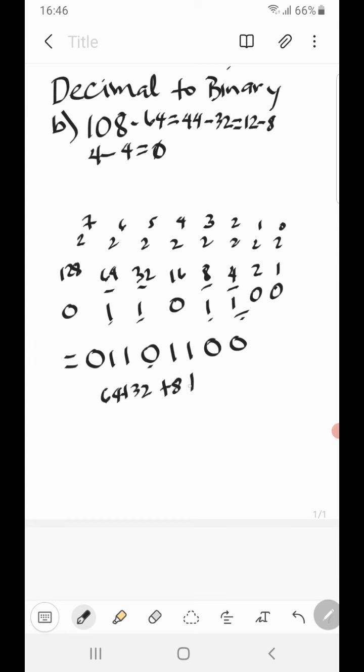Is there a 4? Yes. Is there a 2? Nope. Is there a 1? No. So this is the total number that we need to add in order for us to convert it back to decimal. So with that, 64 plus 32 plus 8 plus 4 will give us a value of 108. So that is how we convert binary to decimal. All right.